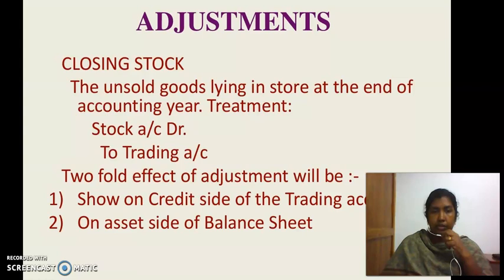There is a twofold effect of this adjustment. The first one is shown on the credit side of the trading account by closing stock, and on the asset side of the balance sheet. Okay.